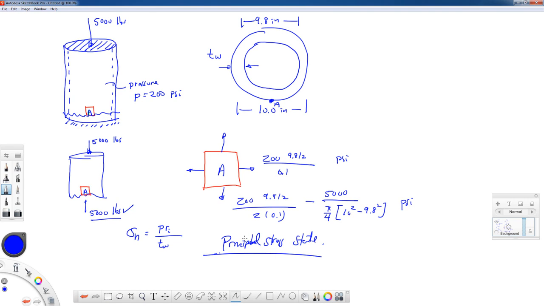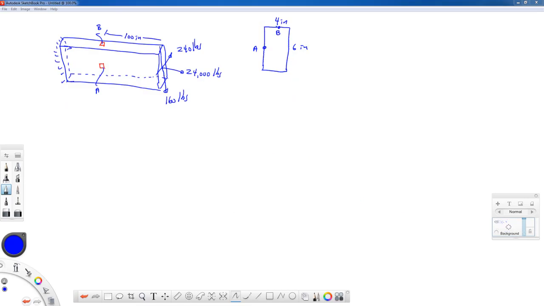Let's keep making these examples a little bit more sophisticated. So in this example, we have a rectangular cross-section bar. It's 4 inches across and 6 inches tall. And it's cantilevered, and it has 3 forces applied to the free end of that cantilevered section: a 24,000 pound axial force, and then 2 shear forces on the end. One goes into the page, 240 pounds, and one goes up and down, 160 pounds. We want to find the state of stress at 2 points that are located 100 inches away from the free end. Point A is in the middle of the side, and point B is in the middle of the top of the cross-section.